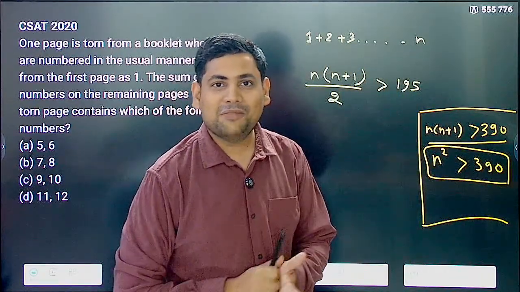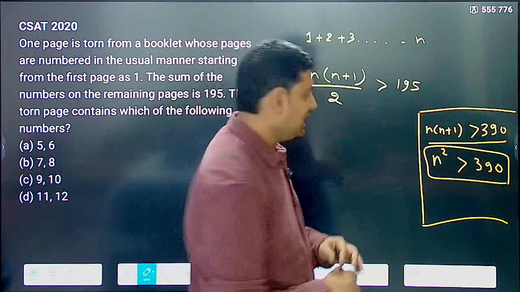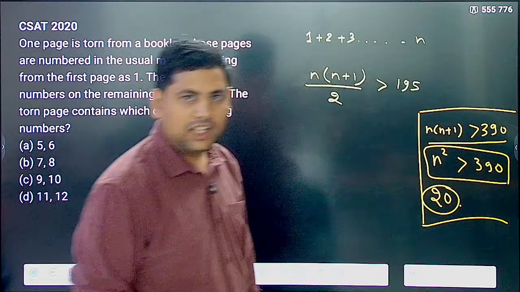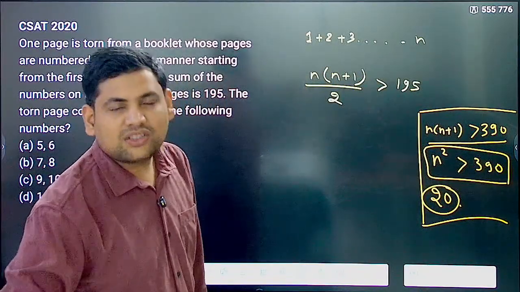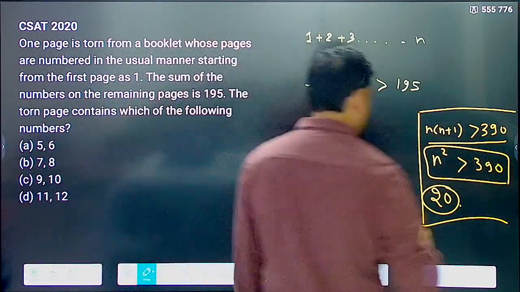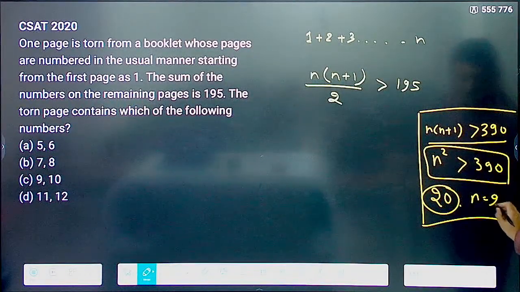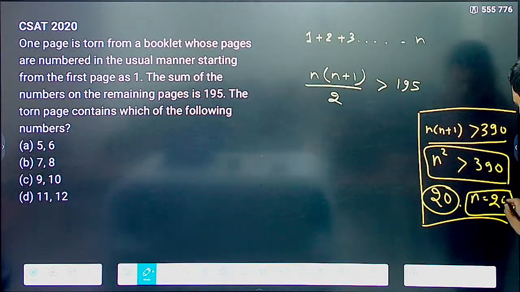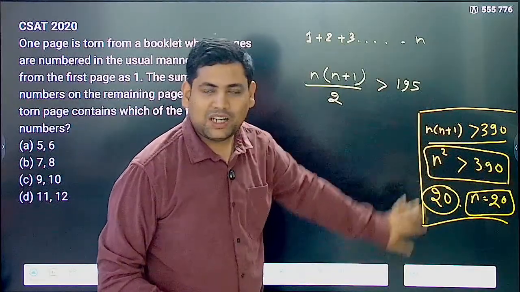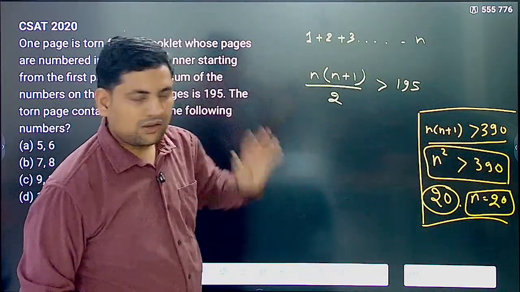Can you think of any number? Yes, you can think that 20 is that number whose square is just bigger. Understood? So what you should be taking as n? So n should be taken as 20. This you do in rough or in your mind, wherever. Here you directly put the value of 20.